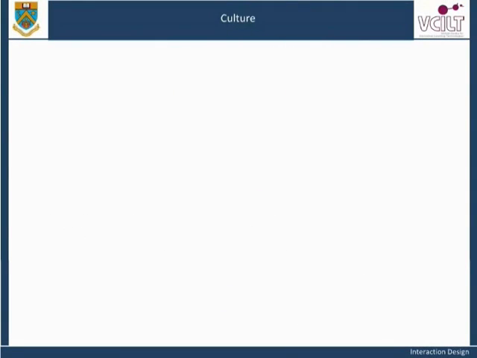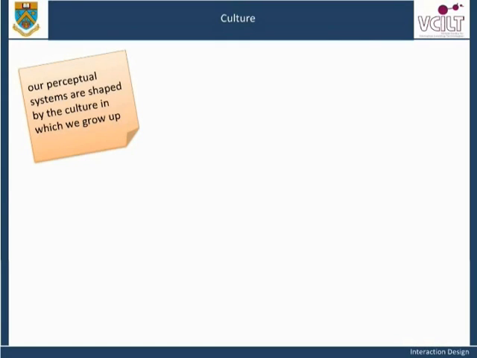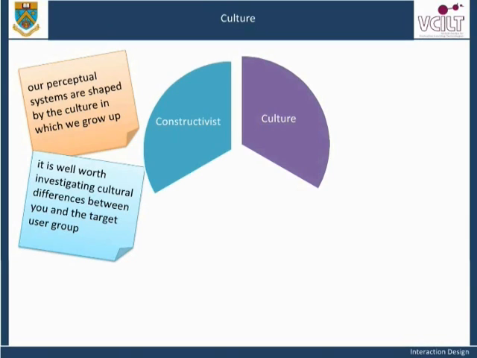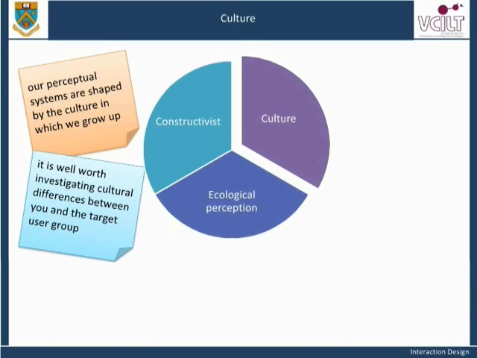One consideration to bear in mind is that our perceptual systems are shaped by the culture in which we grow up. Therefore, if you are creating an interface for a different culture than your own, it is well worth investigating cultural differences between you and the target user group. Culture can affect both constructivist and ecological perception, as seen in the following examples. In the Western world, rooms tend to be rectangular with right-angled corners. Consequently, our cues about distance to objects rely on successfully processing the perspective of rectangular objects.